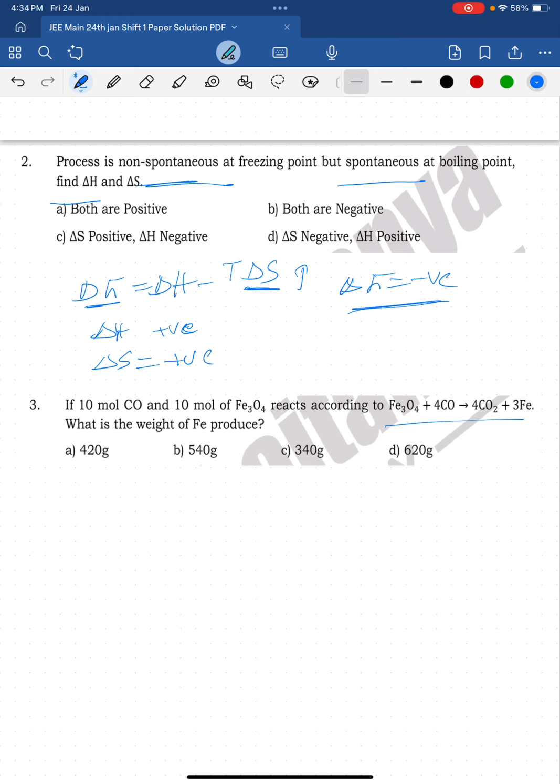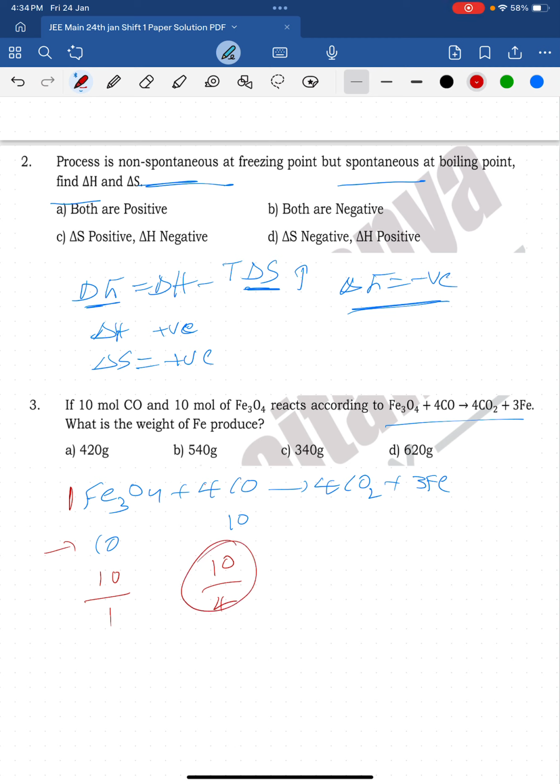The equation is provided; it is a stoichiometric question. Fe3O4 plus 4CO gives 4CO2 plus 3Fe. Both are given as 10 moles. First find the limiting reagent. How? Given moles divided by the stoichiometric coefficient: 10 by 1, and 10 by 4. Whichever is the smallest value is the limiting reagent.